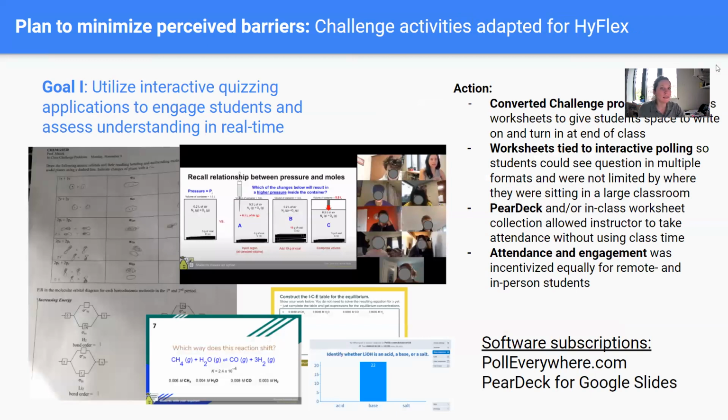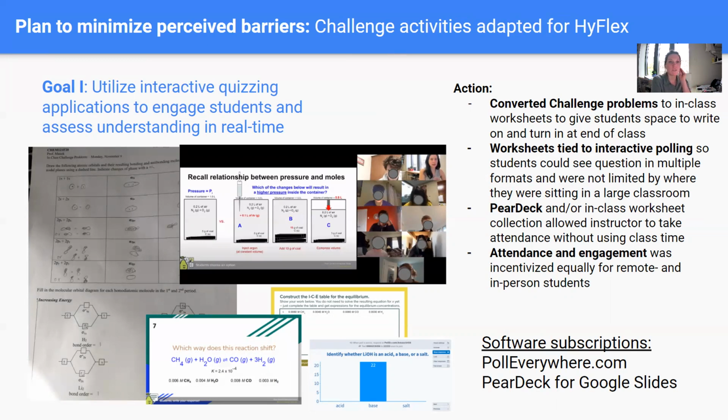So then I needed to convert these challenge activities to being accessible remotely. And for this, I had two strategies. One was to utilize interactive quizzing applications in order to engage students and assess their understanding in real time, in the absence of being able to check in with them one-on-one during pair work. I'm showing here an example: I would give them these challenge problems as worksheets that would give them space to write on, and they would turn those in at the end of class.